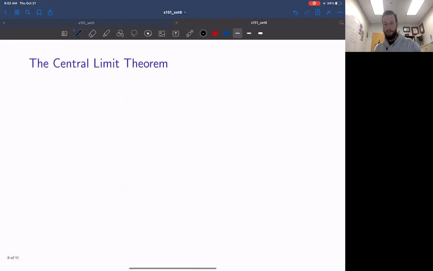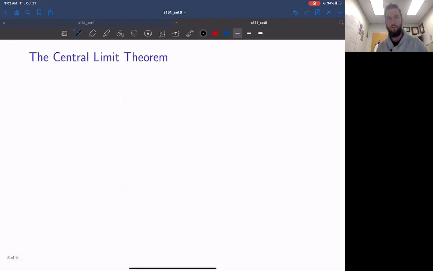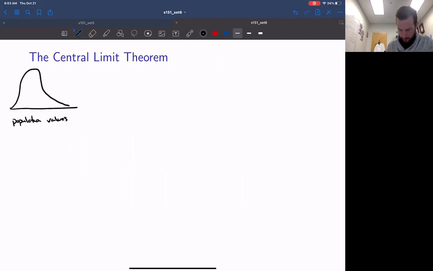So to illustrate this idea, we can use a very similar plot to what I used back at the start of the lecture. So for example, suppose that this is my population. So very clearly not normal.